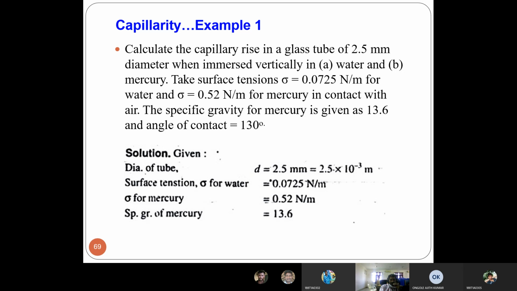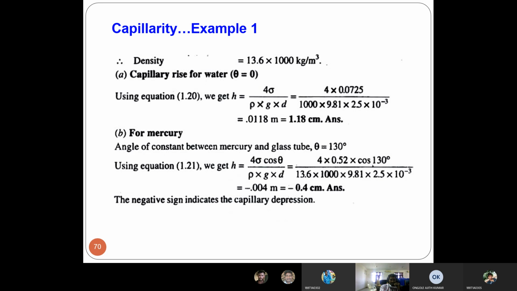Calculate the capillary rise in a glass tube of 2.5 mm diameter when immersed vertically in water and mercury. Take surface tension sigma is equal to 0.0725 Newton per meter for water, and sigma is equal to 0.52 Newton per meter for mercury in contact with air. The specific gravity for mercury is given as 13.6 and the angle of contact is 130 degrees. So for these conditions, he is asking us to calculate the capillary rise and fall.